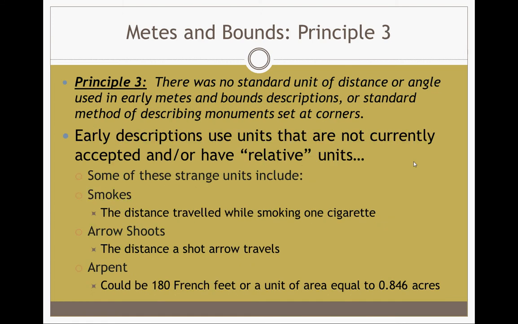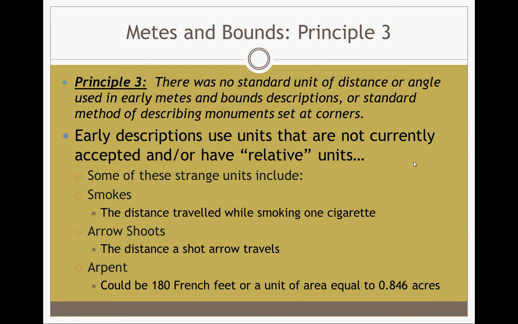All right, principle 3. There was no standard unit of distance or angle used in early metes and bounds description or standard method of describing monuments set at corners. You may see early descriptions that use units that are not currently accepted or have what we would term as a relative unit, okay? And there's a lot of strange ones. If you look in your textbook, it talks about some of the different units.